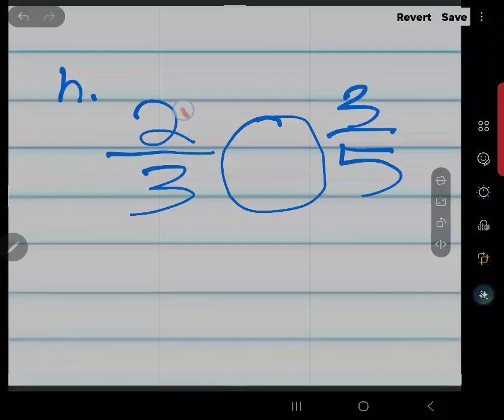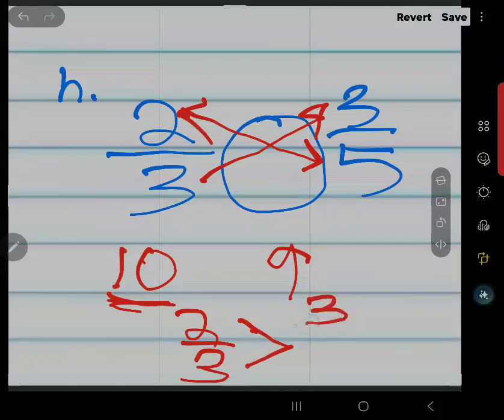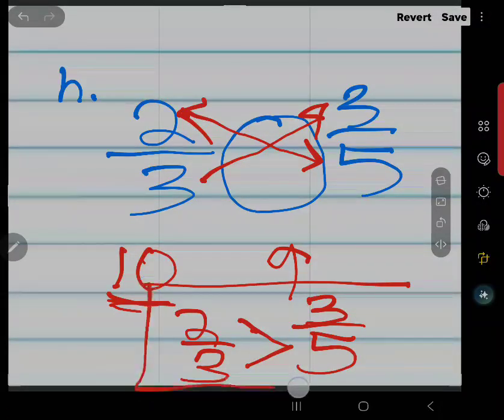So we're going to start from the left. We're going to say 2 times 5 is what? 10. Or 3 times 3 is 9. So which one is bigger? The 10. So that 2/3 must be greater than 3/5. Wasn't that easy? Again, you can use the same butterfly method to compare fractions.